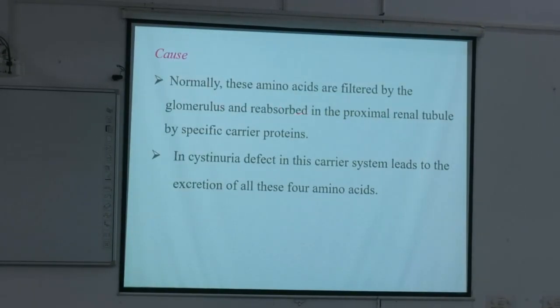What are the causes of this? The amino acids are filtered by the glomerulus and reabsorbed by the proximal renal tubules by specific carrier proteins. In cystinuria, a defect in this carrier system leads to the excretion of all these amino acids. They require co-transporters for reabsorption. These co-transporters are defective, that's why they are not reabsorbed. Okay, that's why they are present in the urine.